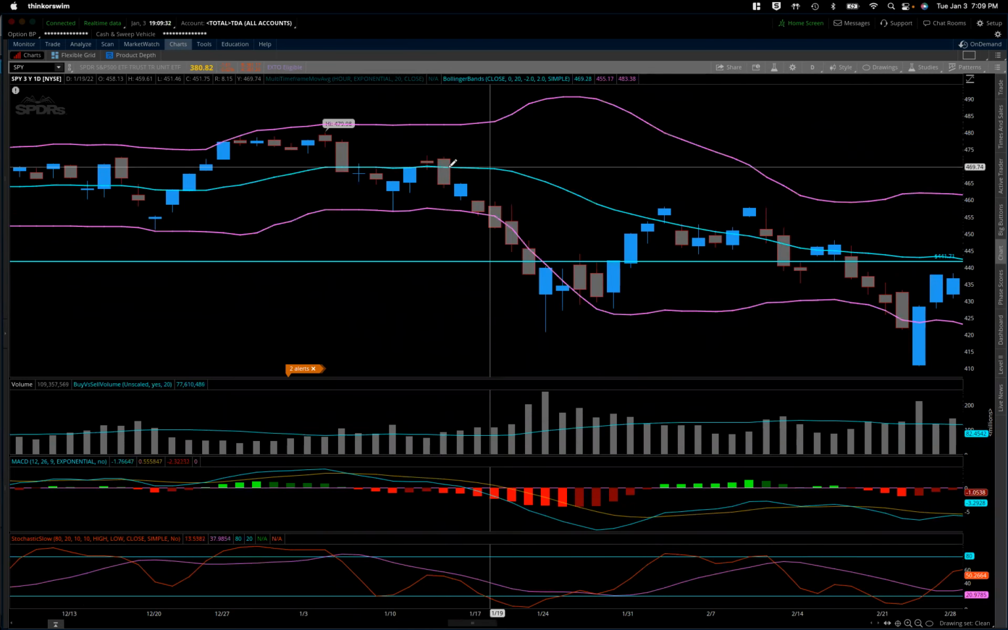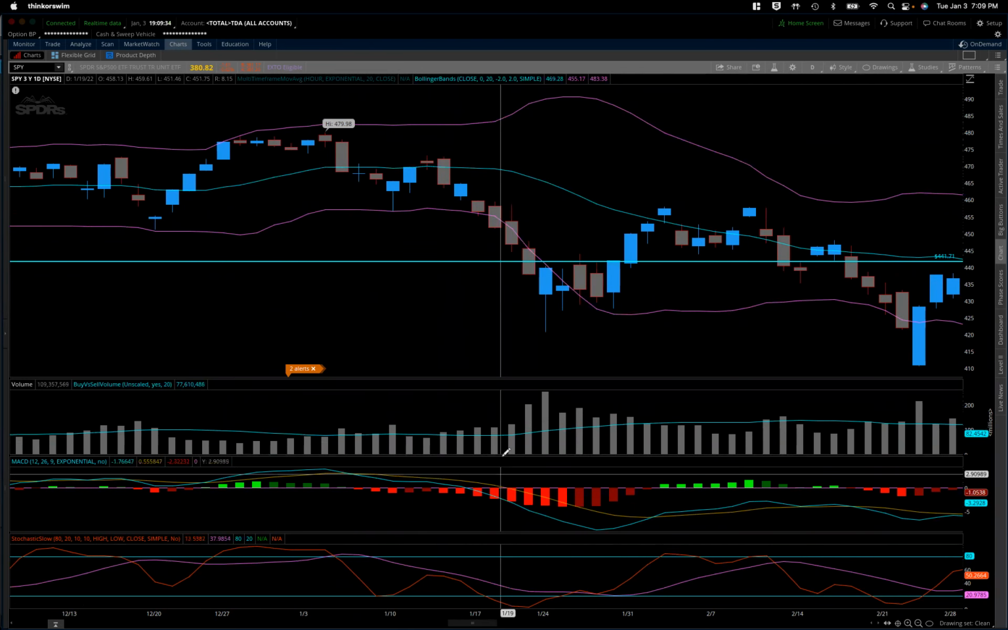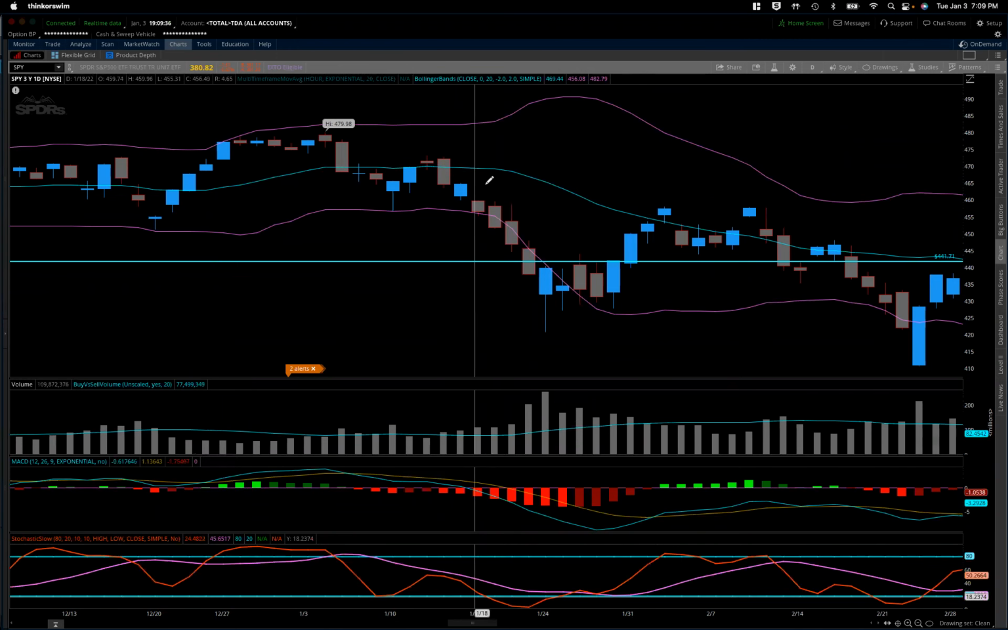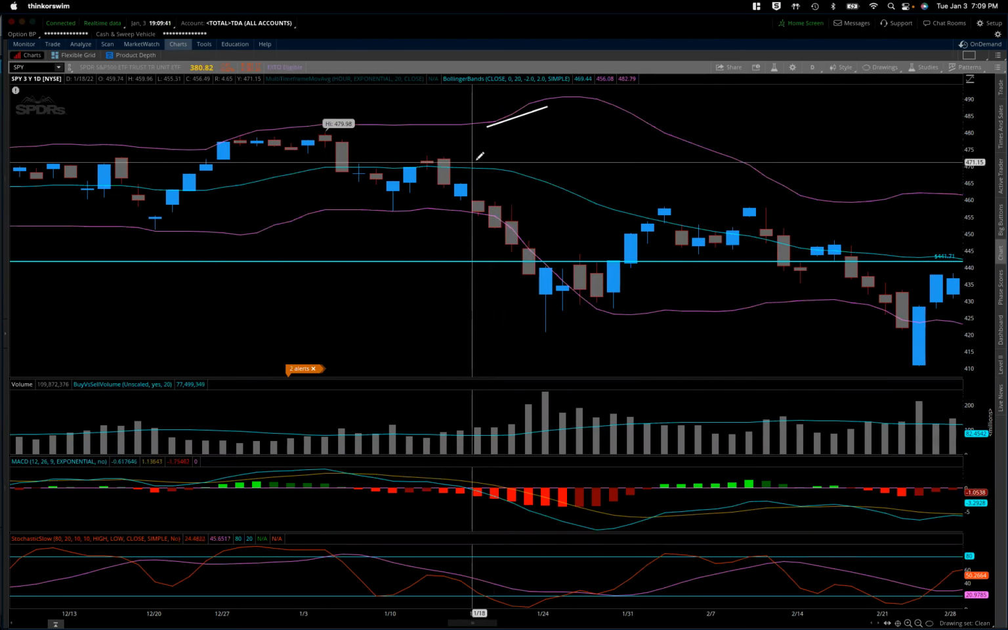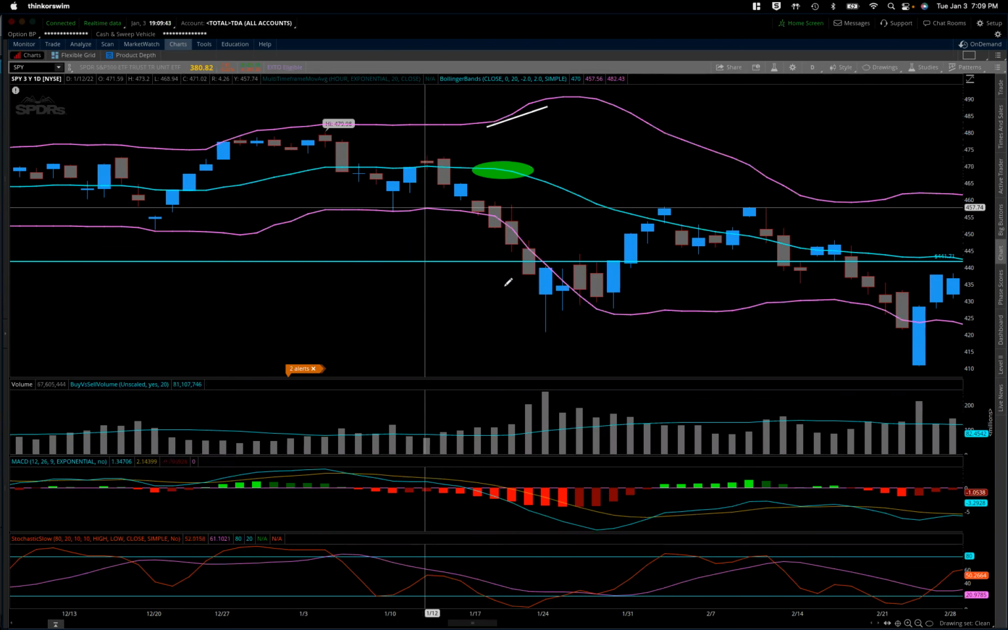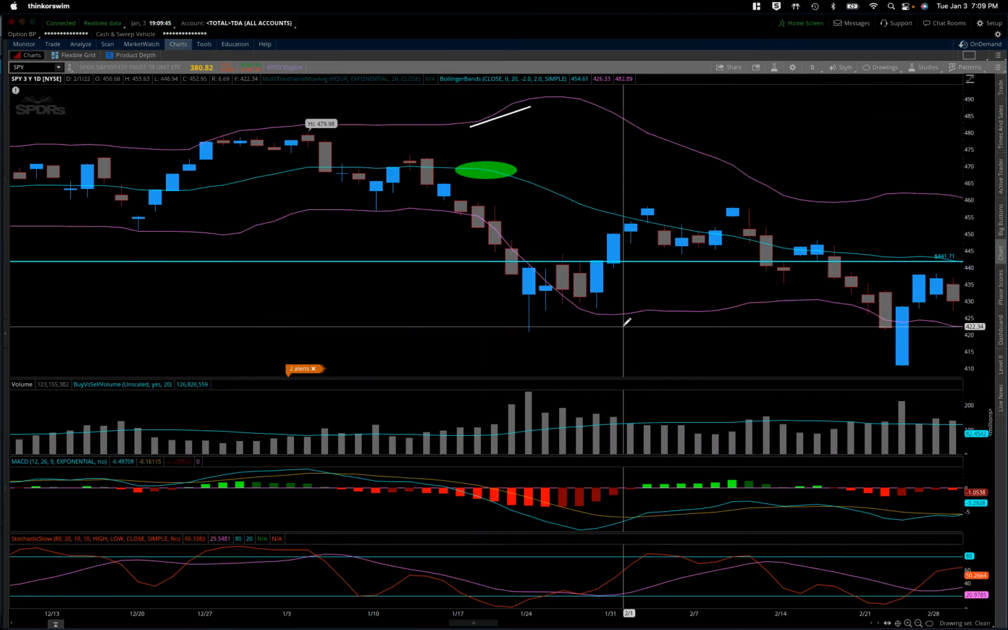Again, check out this expansion, right? Price is below the 20 moving average. We have a MACD cross to the downside, Stochastic slow cross to the downside. Bands are expanding as we trade below the mid band, this blue line. Bands are expanding, indicating that volatility and momentum is increasing to the downside, right?